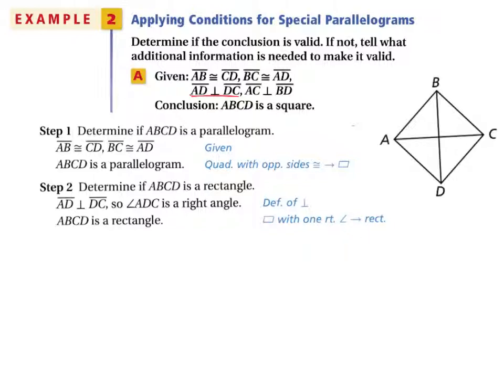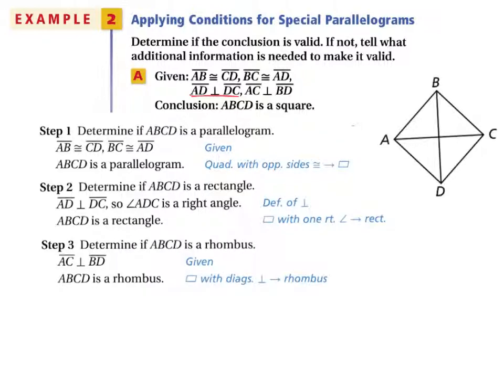So now we can go further. Now we have to prove it's a rhombus. So step 3, let's prove it's a rhombus. Well, because we know segments AC and BD, which are the diagonals, are perpendicular, parallelograms with diagonals that are perpendicular form a rhombus, so therefore we know it's a rhombus.